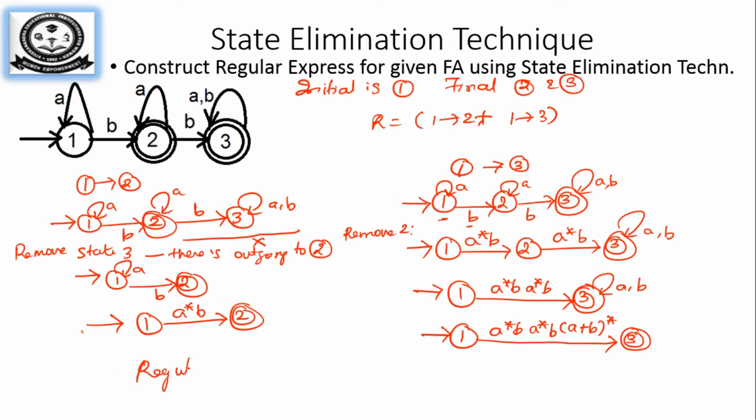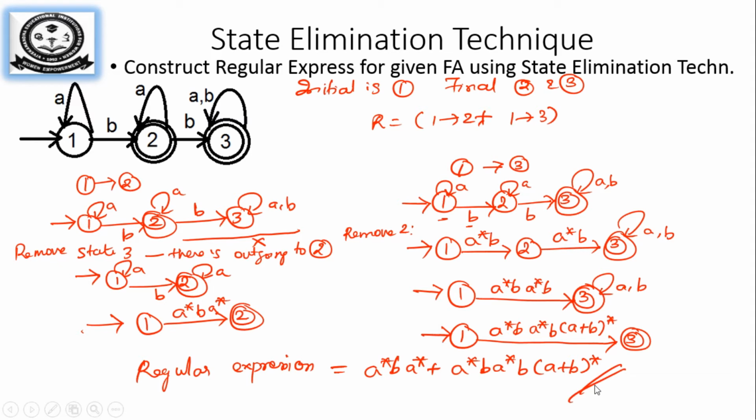So your regular expression will be equal to A star. Okay, I left A here, so you will have again an A star over here. So you will have A star A plus, then this is the expression for 1 to 3, so B A plus B the star. So this is your final expression of the given finite automata.